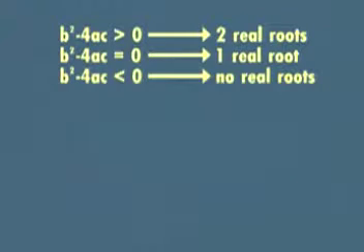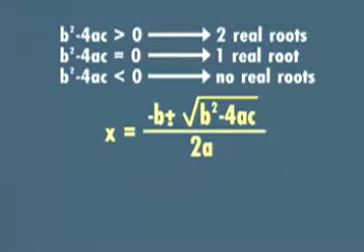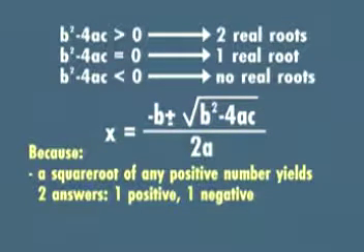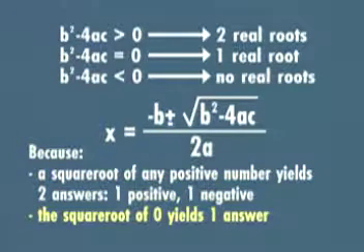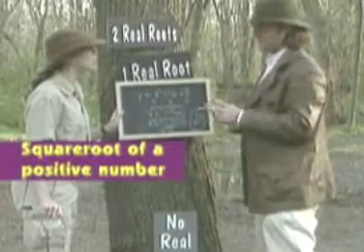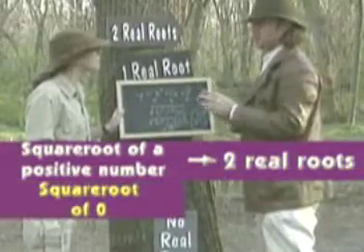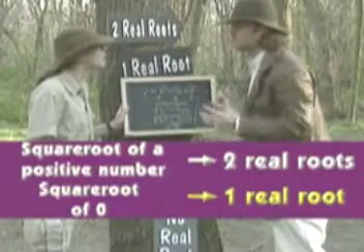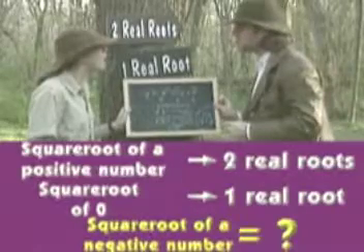no real roots. These generalizations are possible because the quadratic formula takes the square root of the discriminant. A square root of any positive number, you'll remember, yields two answers, one positive and one negative. And the square root of 0 yields one answer, since the only number times itself that will equal 0 is 0. Wait. If the square root of a positive number gives two real answers, and the square root of 0 gives one real answer, which is 0, then what do you get when you take the square root of a negative number?